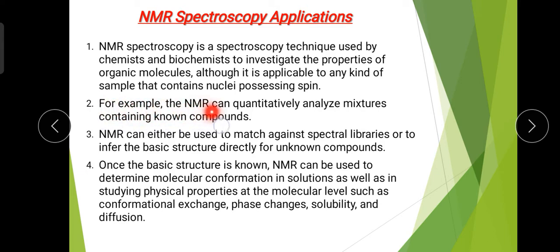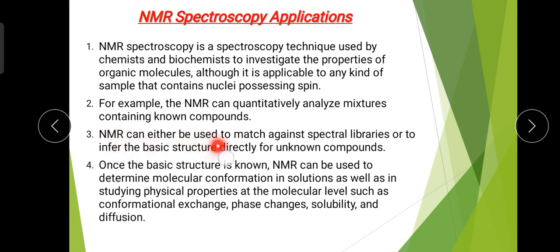For example, NMR can quantitatively analyze mixtures containing known compounds. Suppose we have a compound and we know the mixture of the different elements or species in that compound, then we can quantitatively analyze the mixture of those elements or species in the compound. So this is the main example for the NMR spectroscopy applications.